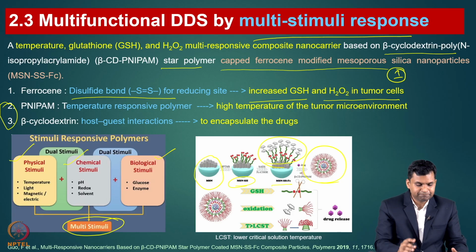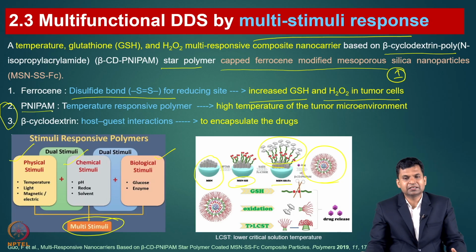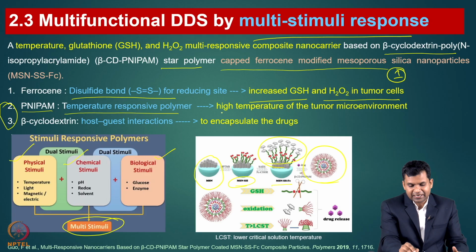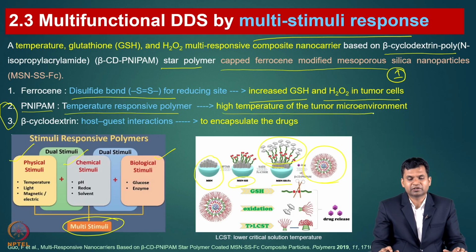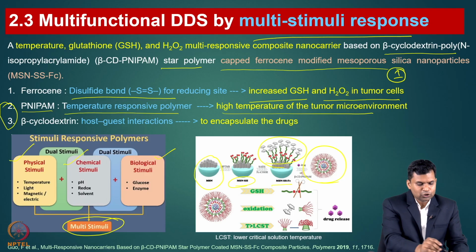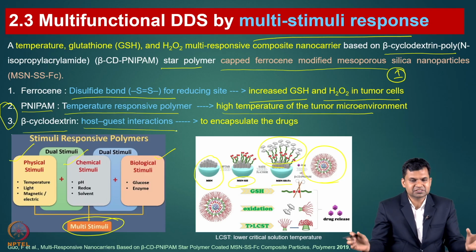That is the one thing. And then poly N-isopropyl acrylamide works as a temperature sensitive polymer. So, at high temperature in the tumor microenvironment, it will release the drug molecule from the carrier. Now, beta cyclodextrin works through host and guest interactions, and it will encapsulate the drug molecule.